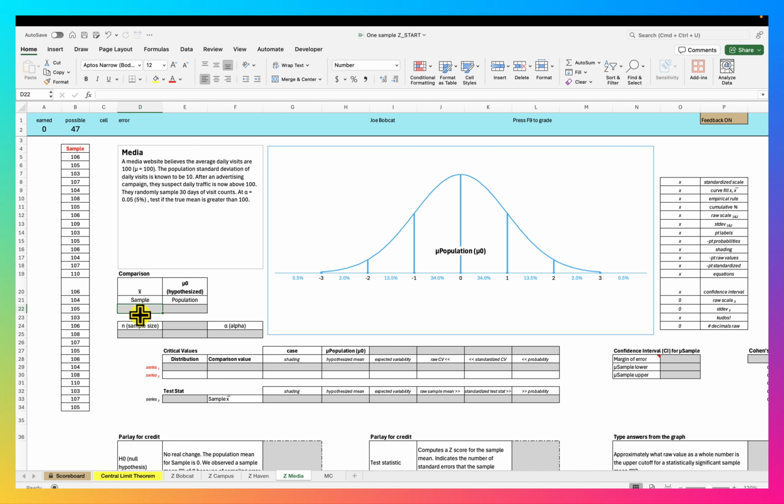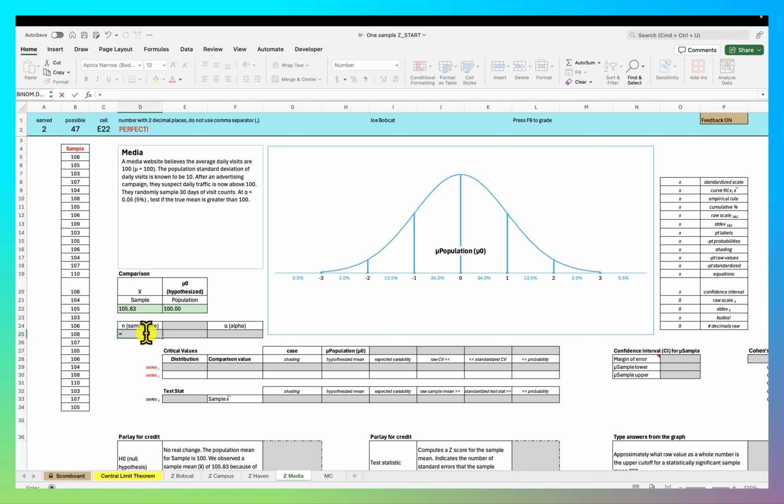So let's take the average from their sample. It's 105.83, and the population hypothesized historic mean was 100. So the question is: is this difference a real difference or just the result of sampling error? So let's finish this off. The sample size is 30. We are actually given sigma, the population standard deviation, in the problem. That's 10. And alpha, 5%.